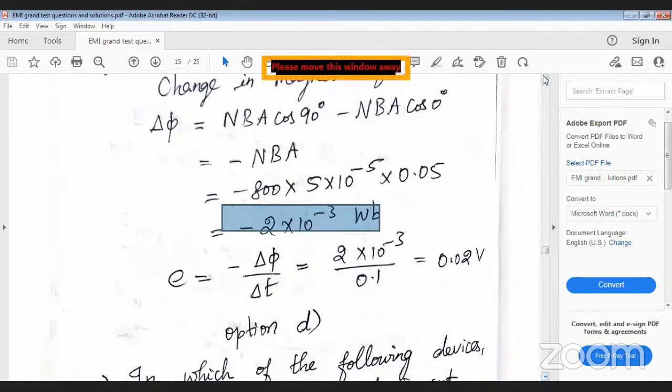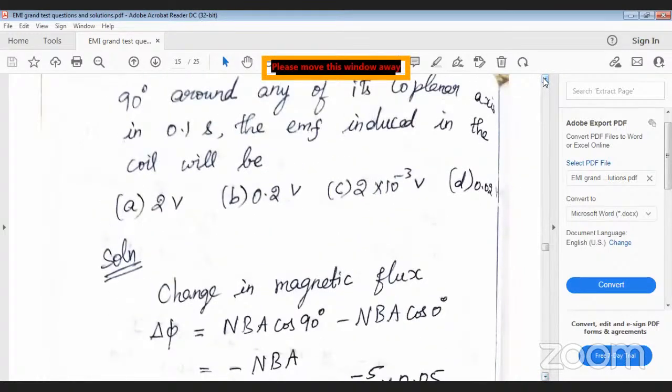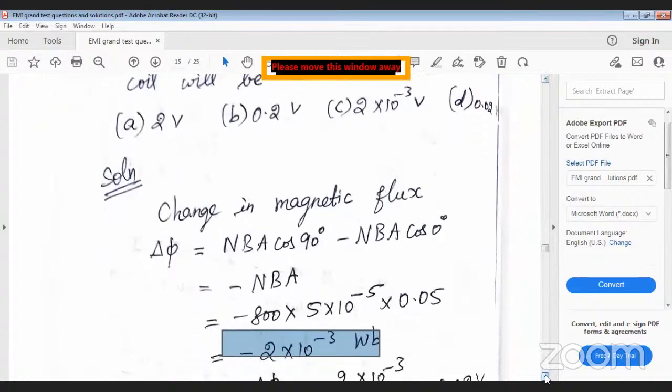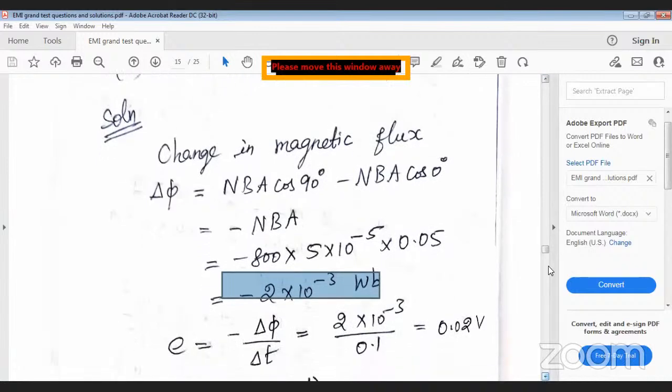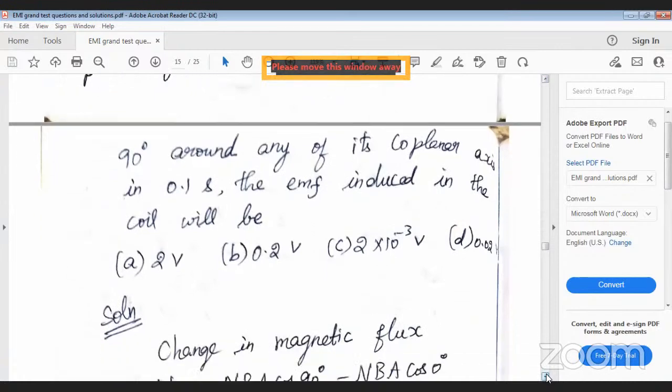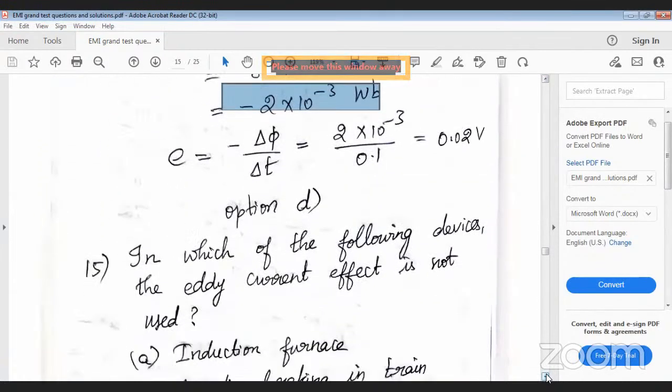Okay, so once again this is also a simple problem. Only thing is you need to understand the formula. Okay, formula and the little concepts. So option D, 0.02 volt.